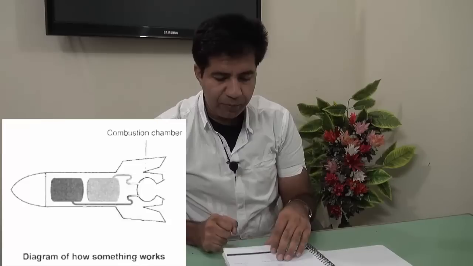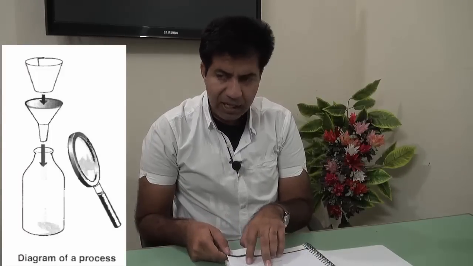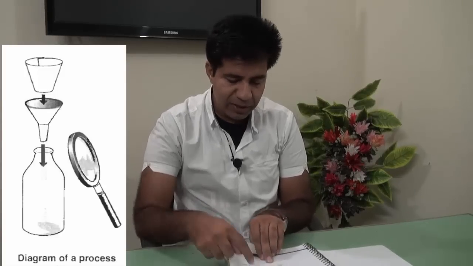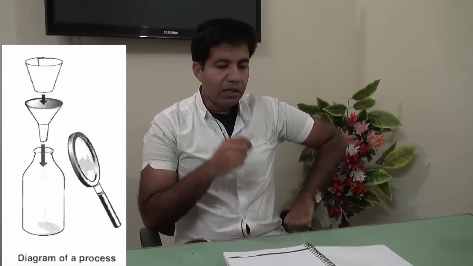And then we've got the diagram of a process. So what process do you think it is? Yeah, they are trying a filtration. Maybe they are filtering something. Yeah, that's why there's filter paper and funnel and all that. Now let's go ahead.